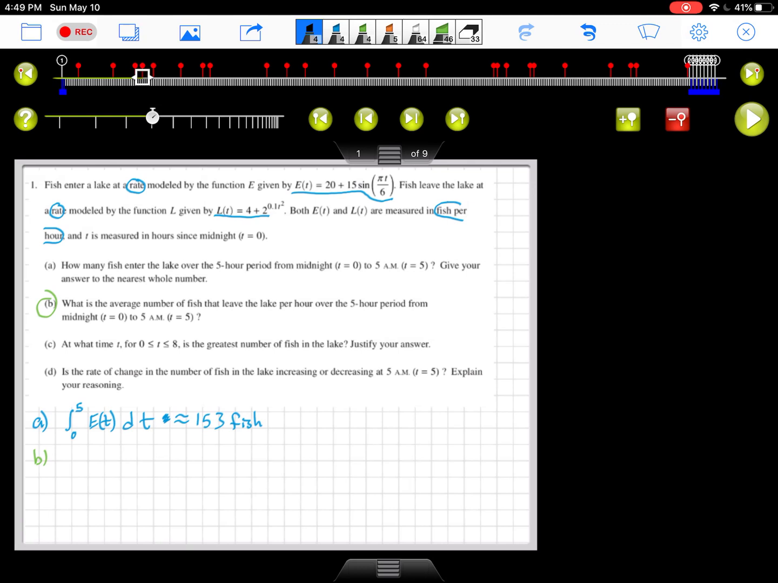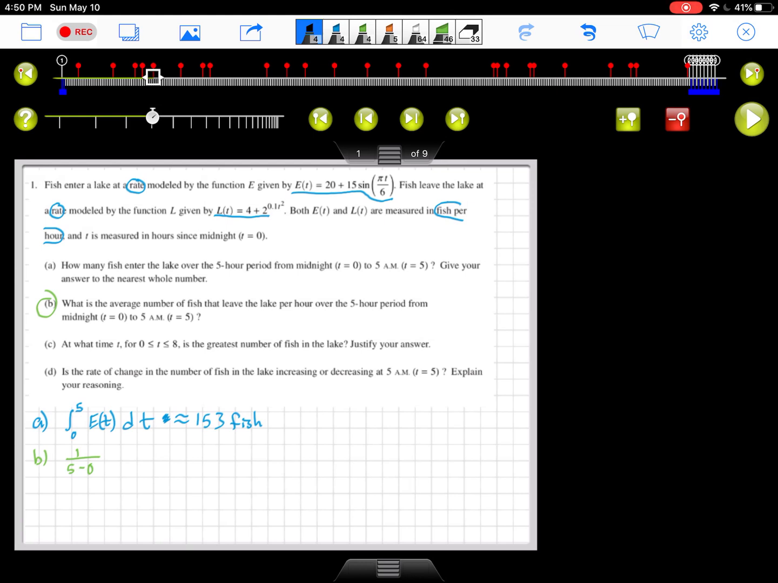We're going to look at B. For B, it says, what is the average number of fish that leave the lake per hour over the 5-hour period? When you hear average, the most common average is the mean. To find the mean, you add a bunch of numbers together, and then you divide by the number of numbers you are adding. For calculus, you're going to divide by the interval over which you are adding all the values up. So I'm going to start off by multiplying by 1 over 5 minus 0. The 5 is the upper bound and the 0 is the lower bound.